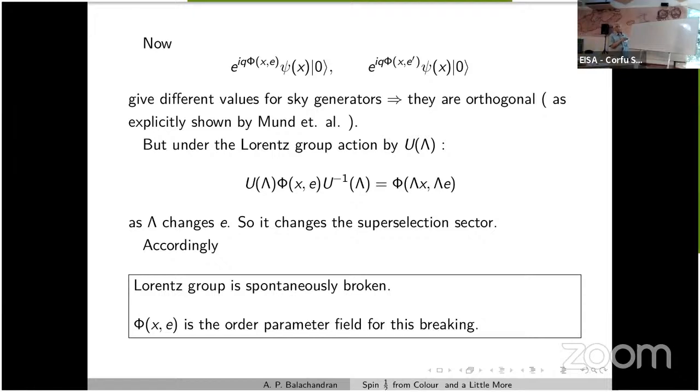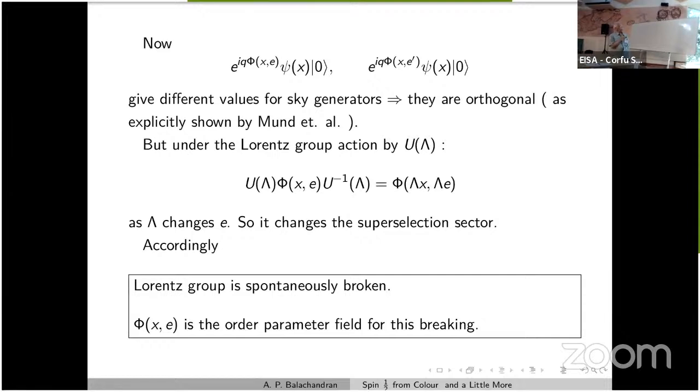Okay. And one can explicitly show in, say, the free field case that a state like this and a state like this, okay, as I have written down, give different values for the sky generators. So one can actually do the calculation using the phi I gave, and they are orthogonal as we expect.